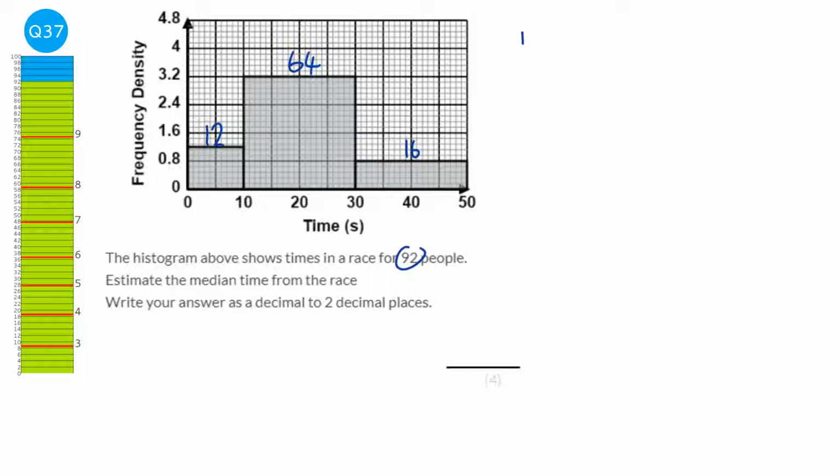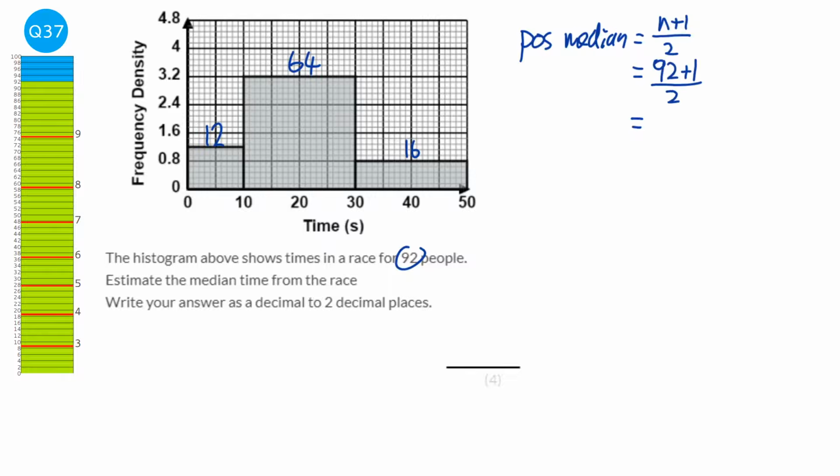Now to find the position of the median, we're going to do n plus 1 over 2. N is 92, so it's going to be 92 plus 1 over 2.